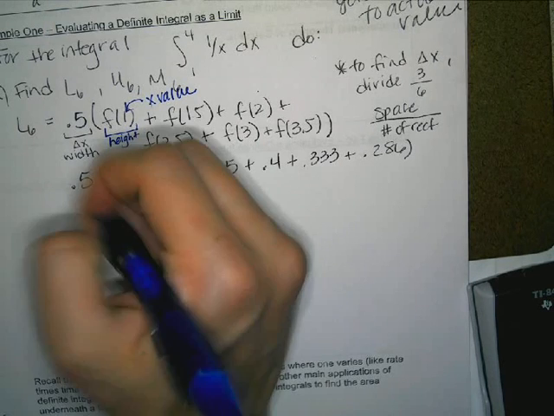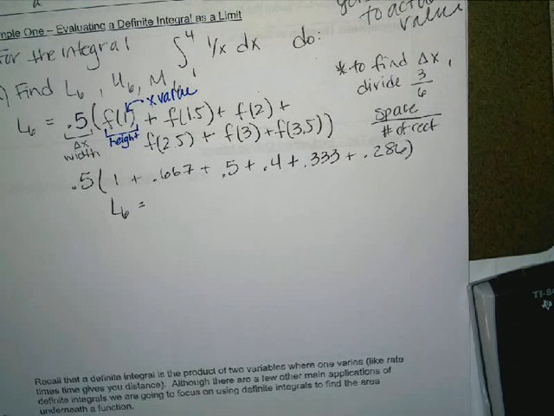And then my L sub 6, if you have a calculator near you, start adding up those decimals and then multiply by 0.5 for me. And as soon as you get that answer, raise your hand so I can check your work.